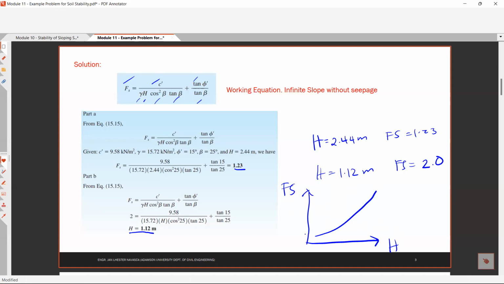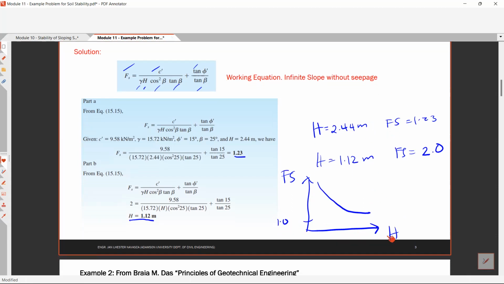Okay. So let's say this is 1.0. So if we increase H, the factor of safety decreases. So this one. Okay. So if we increase H, the factor of safety decreases. Okay. So that is the H and FS relationship.